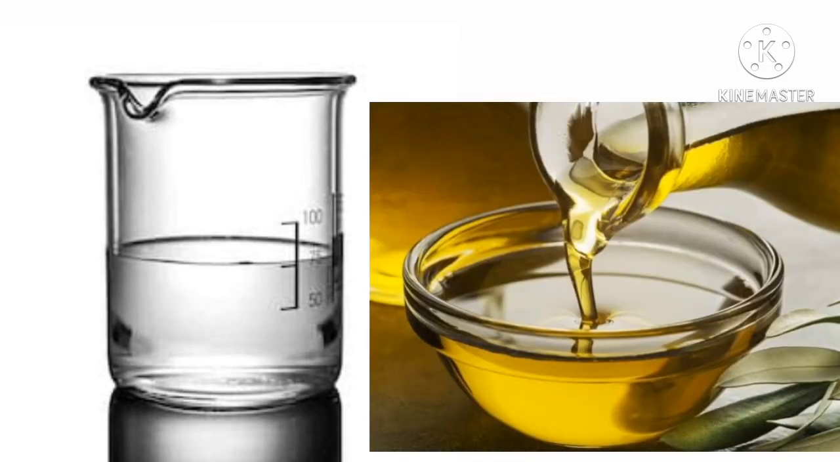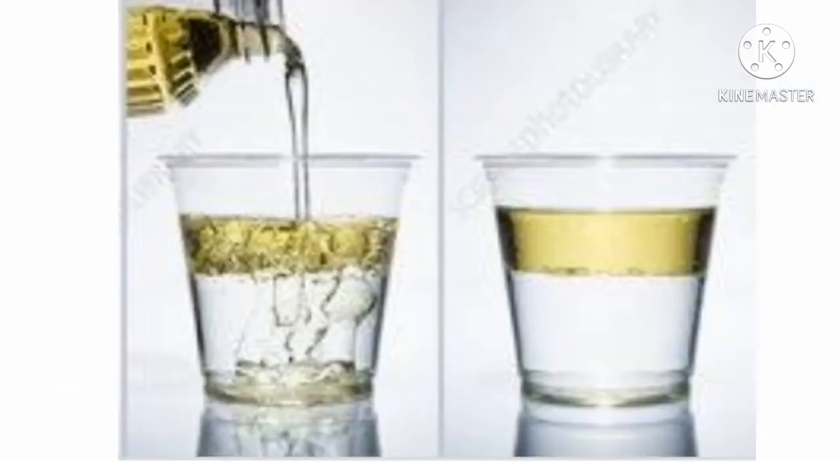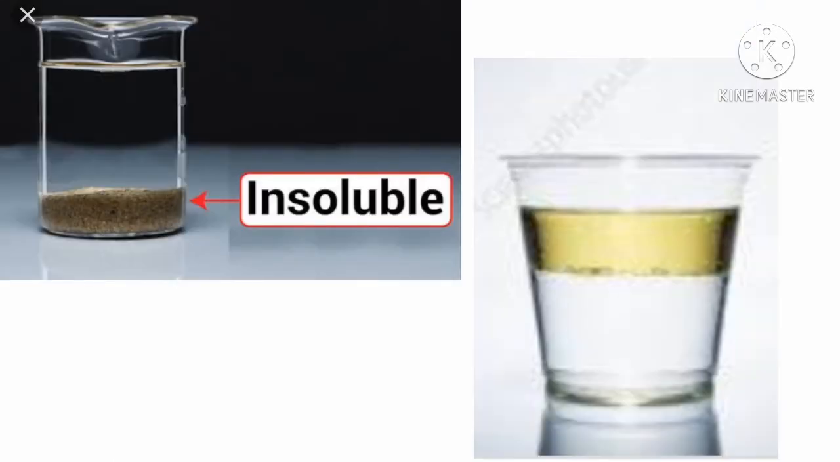Okay, now take a beaker of water and put some oil in it. Does the oil dissolve in water? No. Then what happens here? Here, the oil will float on the water. So, sand and oil are called insoluble materials.